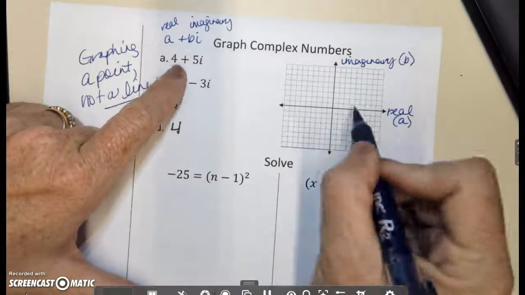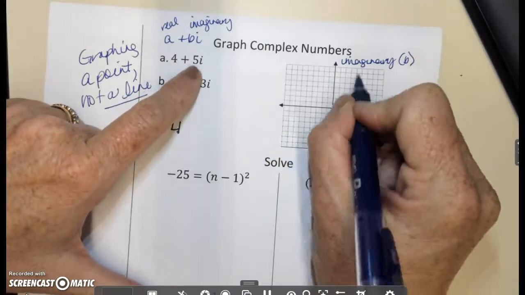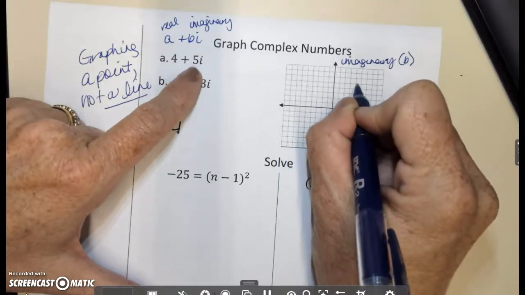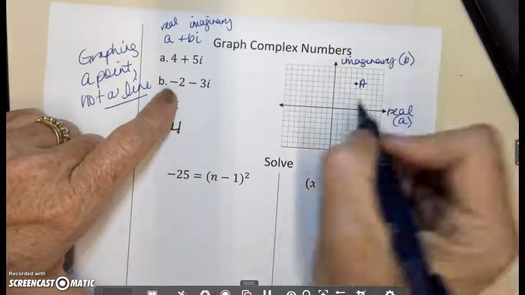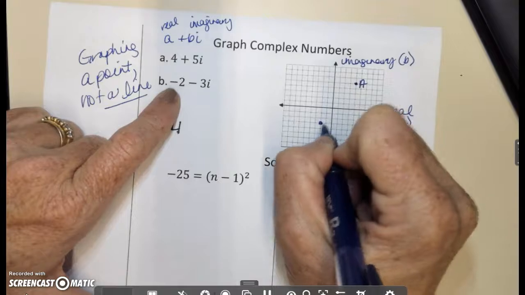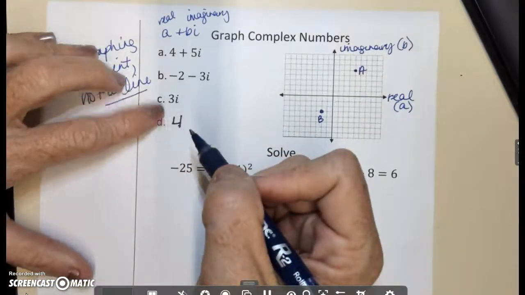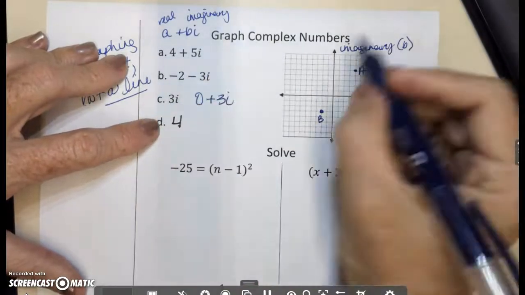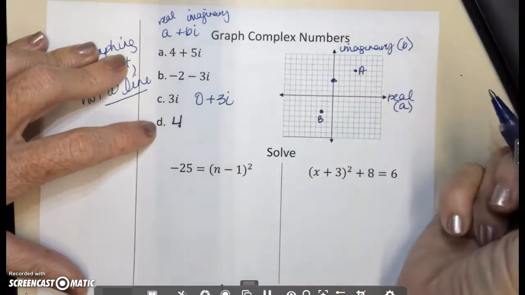So we're going to go on our real axis over 4, 1, 2, 3, 4, and then on our imaginary direction, which is vertical, we're going to go up 1, 2, 3, 4, 5. So that's point A. Point B, I would go over 2 to the left and down 3, so it's going to be right there. Here, now I don't have both parts of that, so if I don't have a real number there, I can actually write that as 0 plus 3i. So I'm not going to go any in the horizontal direction, I'm going to go up 3.